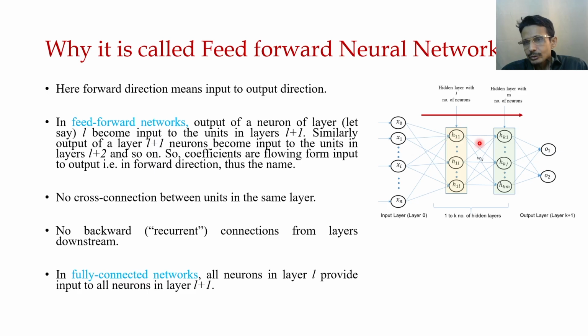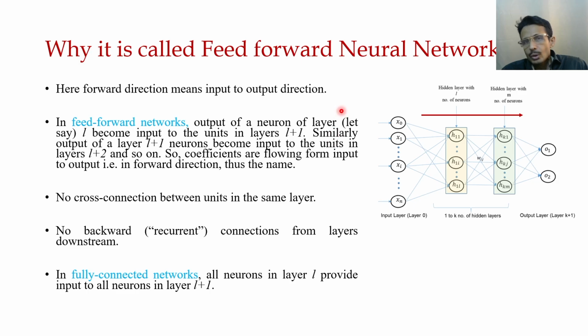So if we assume these are two successive layers, the output of this layer is fed to the next layer. So the output of layer L becomes the input to the units of layer L plus 1. Similarly, the output of L plus 1 neurons becomes the input to L plus 2. So L plus 1, L plus 2, L plus 3, L plus 4, and so on, increasing layers. So the coefficients are flowing from input to output in the forward direction.